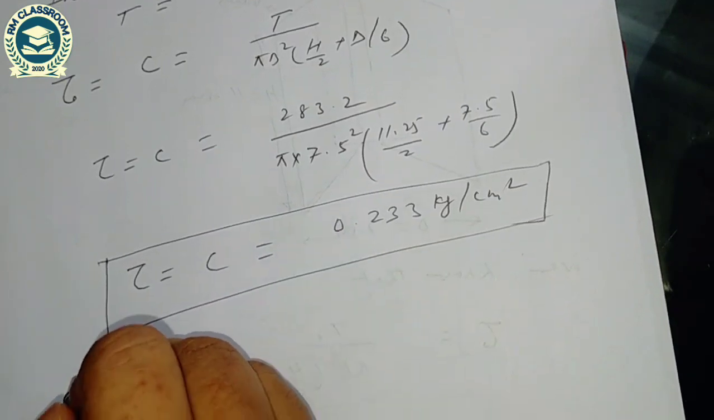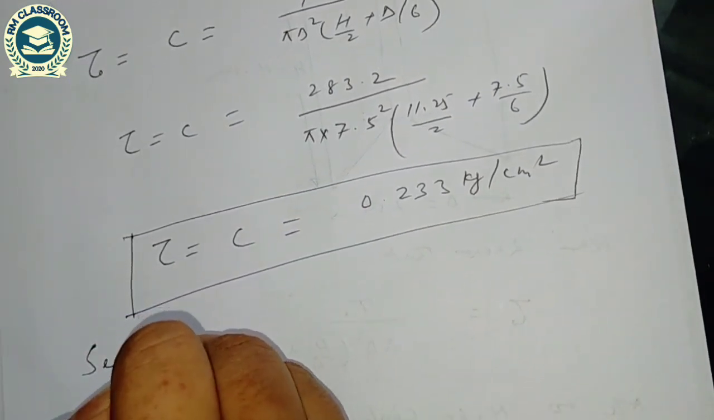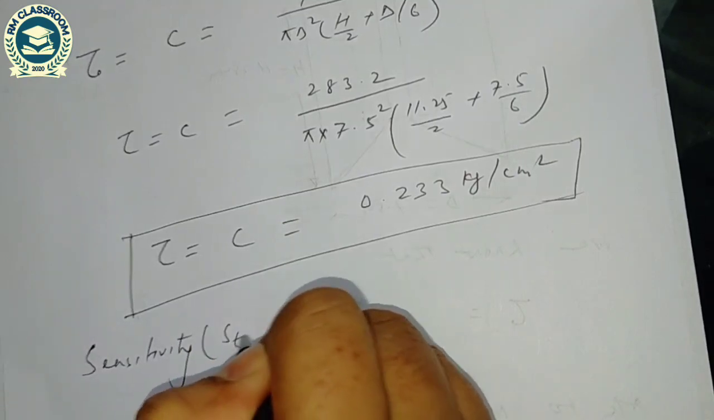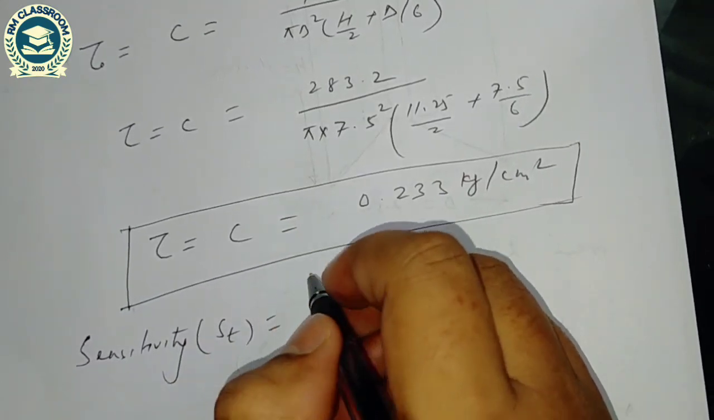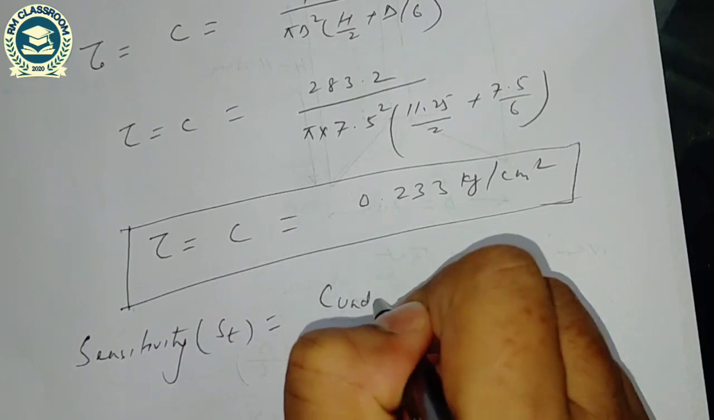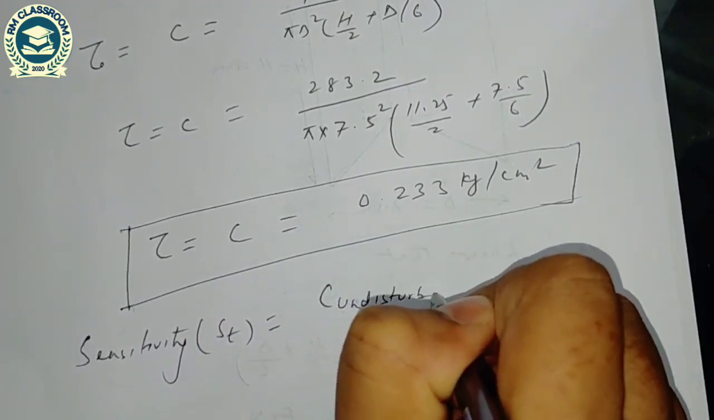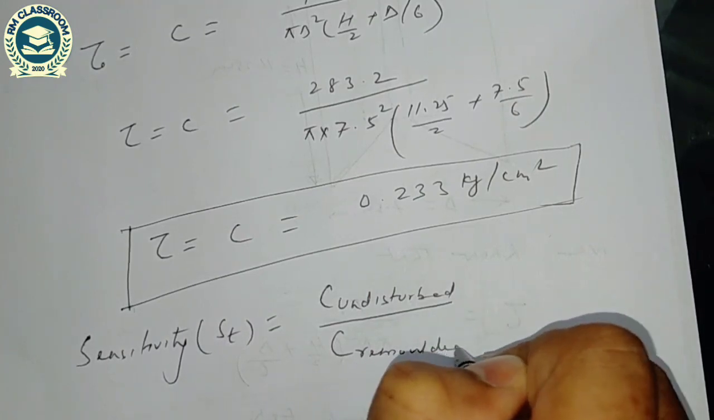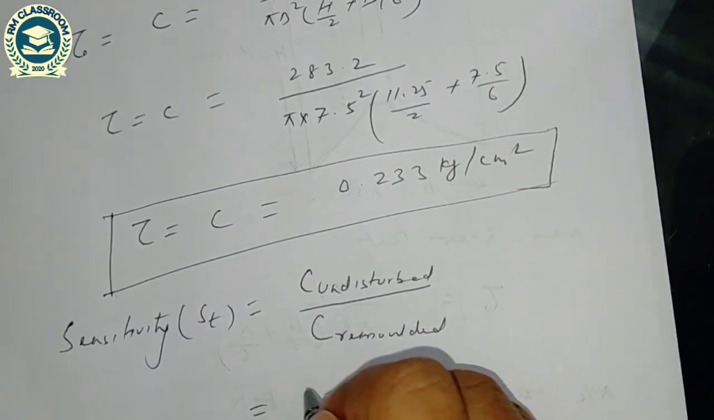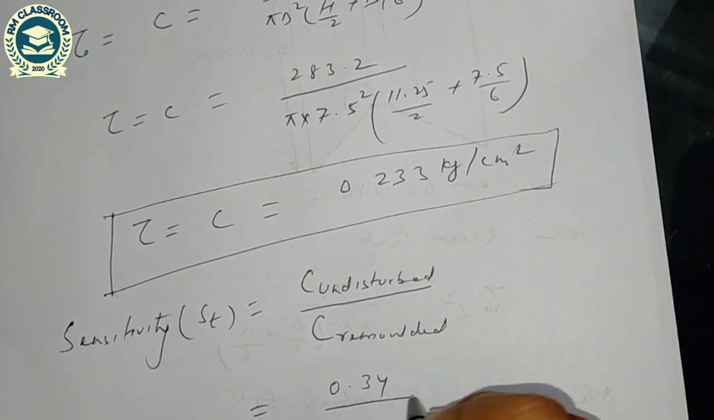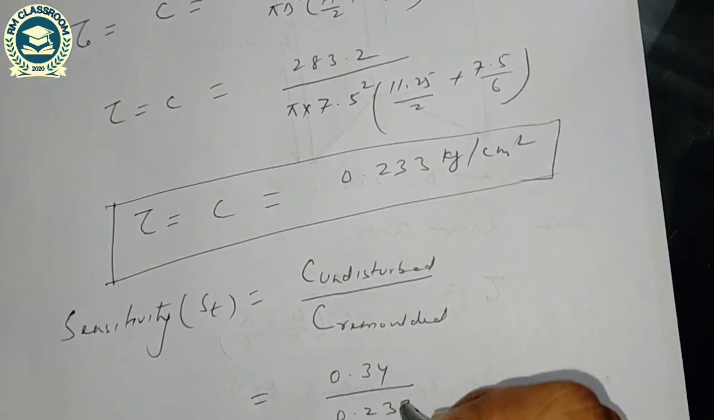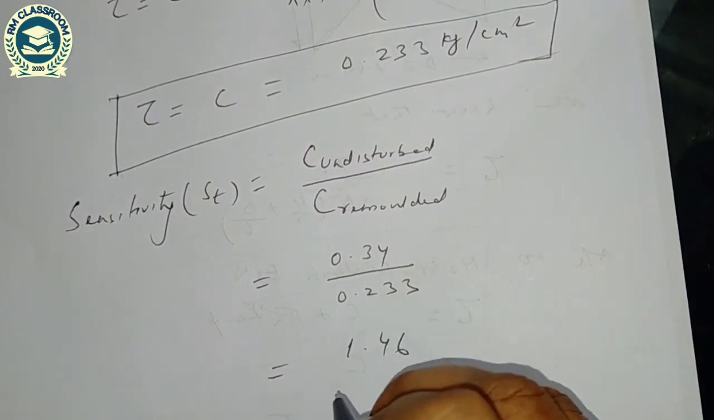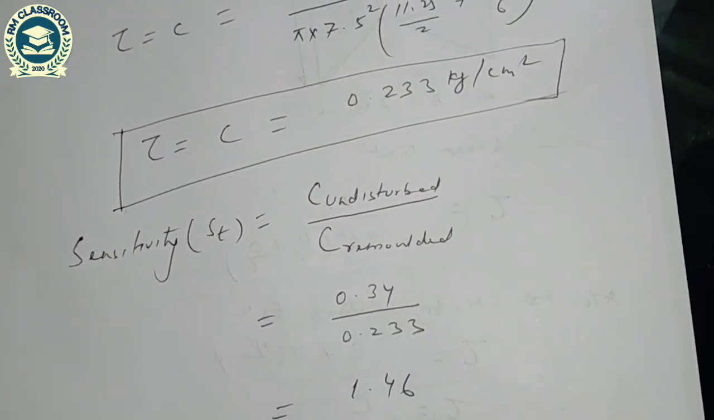So sensitivity can be computed. Sensitivity St is equal to C undisturbed by C remoulded, and in the undisturbed state the cohesion is 0.34 divided by 0.233, so it is coming 1.46.